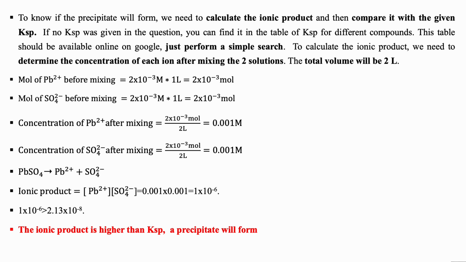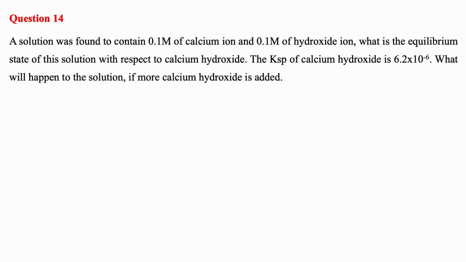So that was question number 13. Then we move to question number 14. Question number 14 is saying a solution was found to contain 0.1 molar of calcium ion and 0.1 molar of hydroxide ion. It's a solution which has a calcium ion and the hydroxide ion, which are the two ions. Then they are saying what is the equilibrium state of this solution with respect to calcium hydroxide.